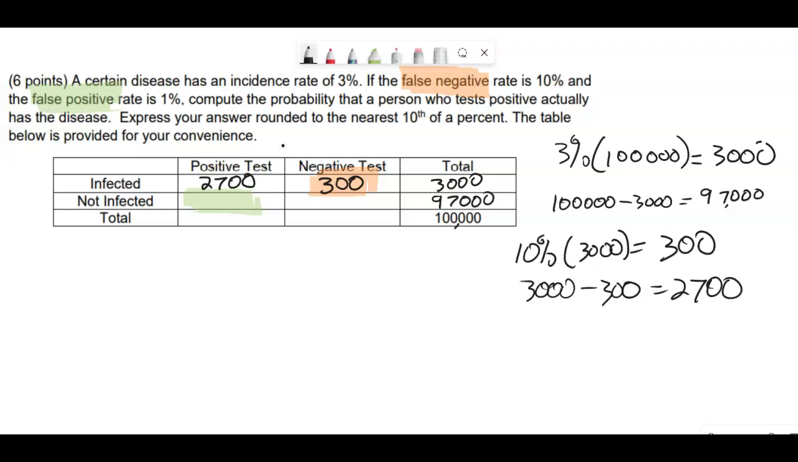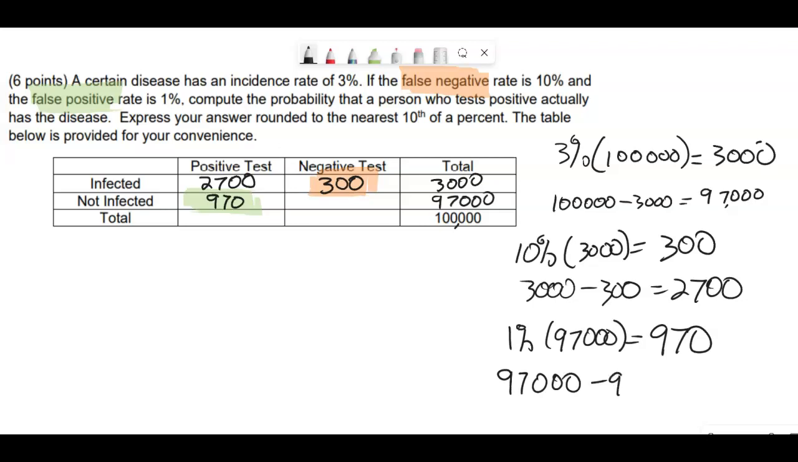Now for the red, 1%: if we do 1% of these 97,000 people, we'll get 970. So of the 97,000 people that are not infected, 970 got a positive test result. And if we work out 97,000 minus the 970 with a positive test result, we get 96,030. That's how many people got a true negative.